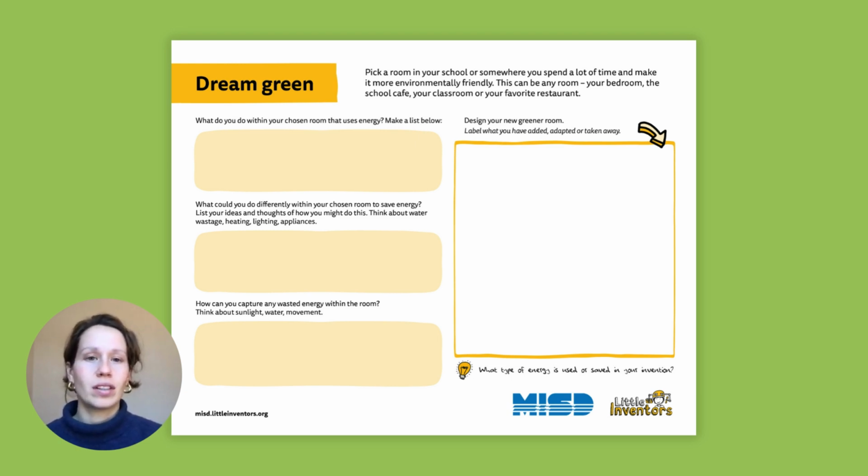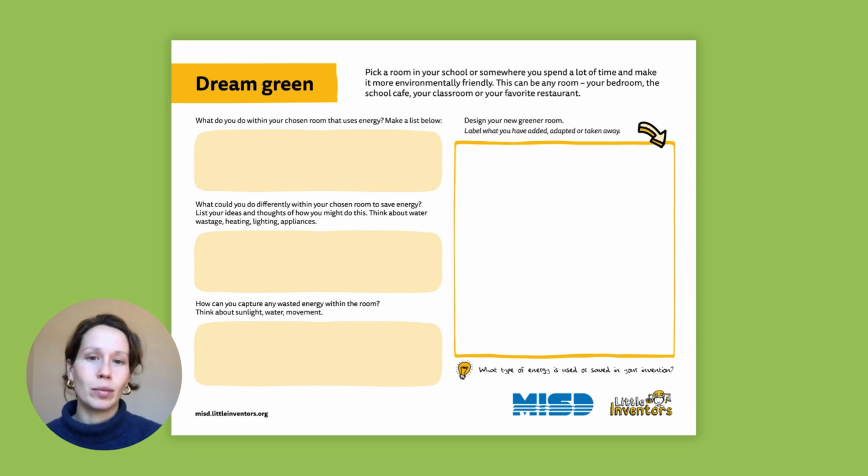It also asks them how they could capture any wasted energy. For example, could they capture the heat from sunlight shining into the room? Or could they capture kinetic energy from the movement of people within the room? Finally, in the box, they can design their own green room. It doesn't have to be scientifically accurate at this stage.